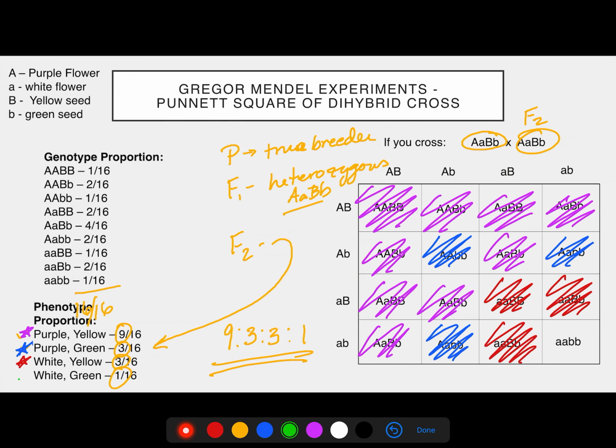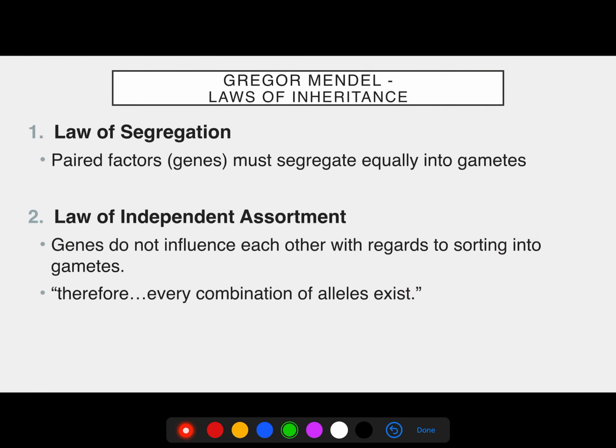And then white, green, 1. And if you do your Punnett square correctly in this format, this is exactly what it'll look like every time. All right, so let's move on to those laws that I kind of talked to you about a little earlier. We've been using these laws, you just didn't realize it.